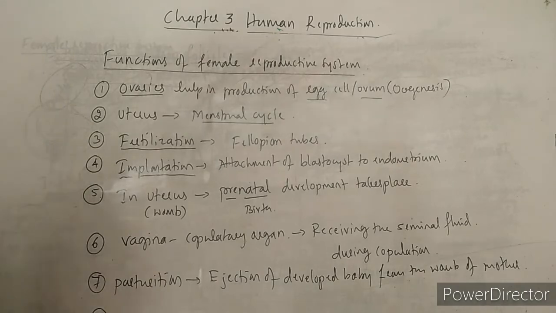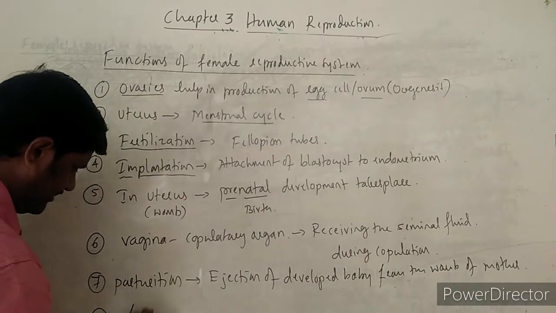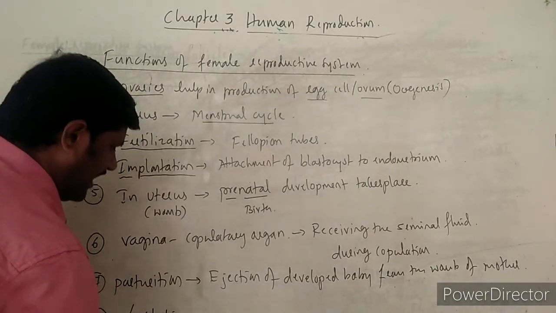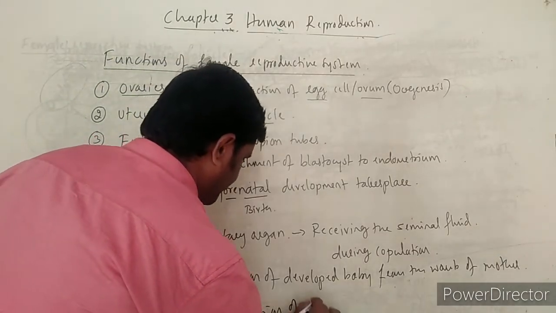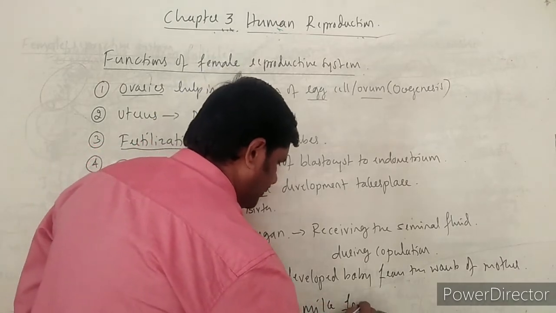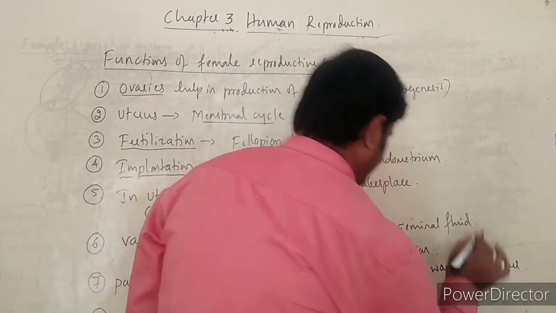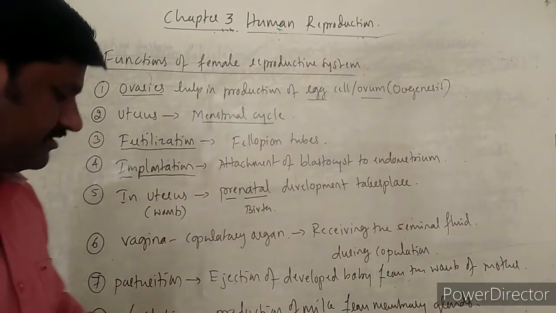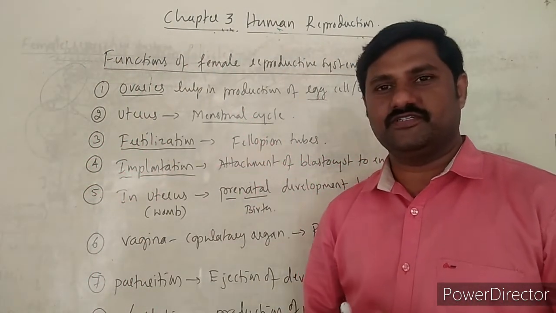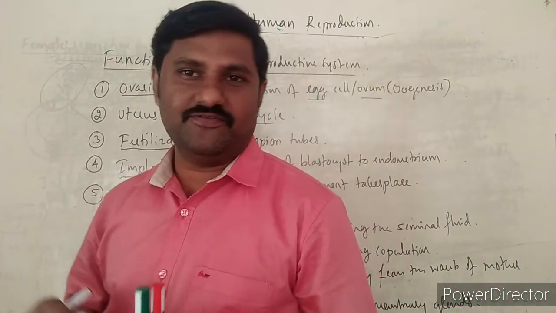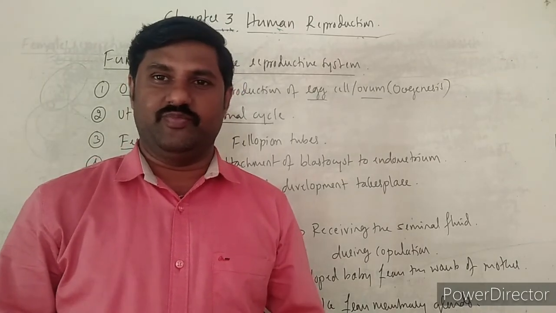Next function is a very important one, lactation. What is that? Lactation is nothing but production of milk from the mammary glands of the female. Right? This is also one more function. All these are the major functions of the female reproductive system itself. So these are also very important to be remembered. Okay.